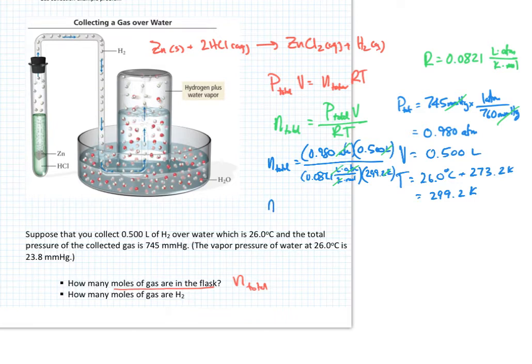Kelvin cancels Kelvin, atmosphere cancels atmosphere, liter cancels liters, and that leaves me 1 over moles. So N total is going to equal 0.0199 moles. All right, that answers this question. And remember, that's really hydrogen plus water. So that's really the number of moles of hydrogen plus the number of moles of water.